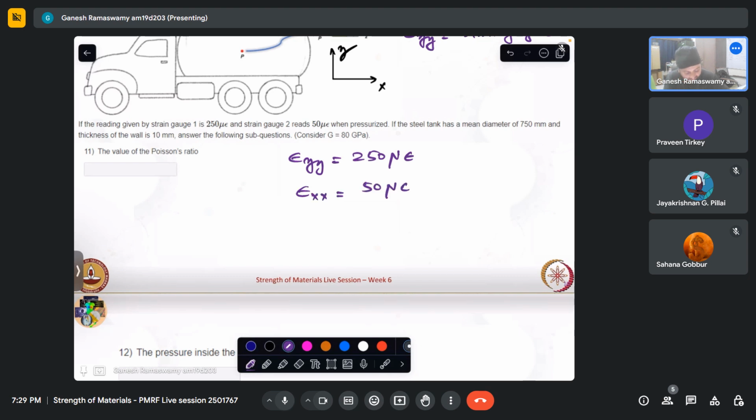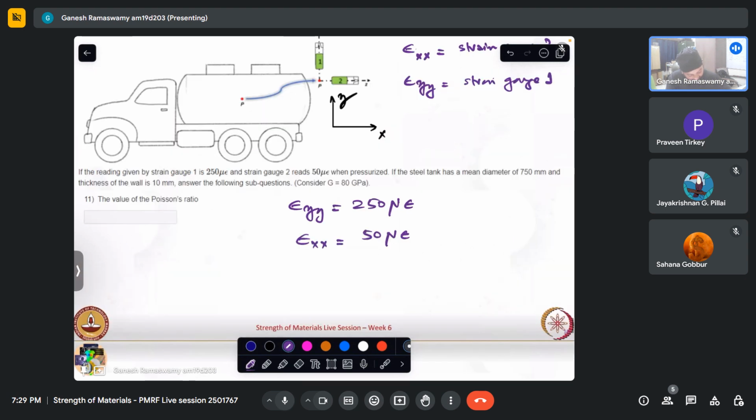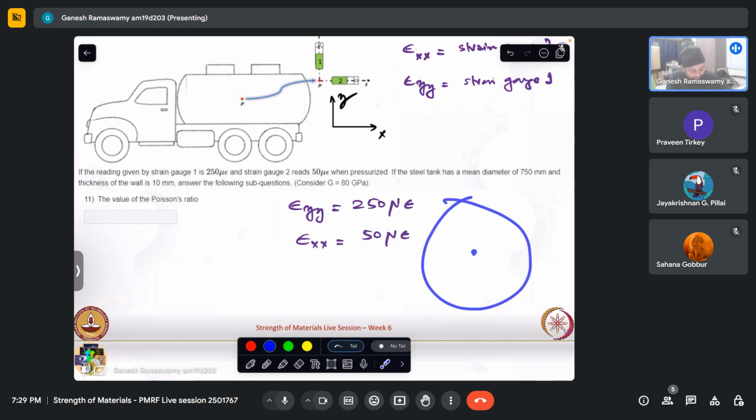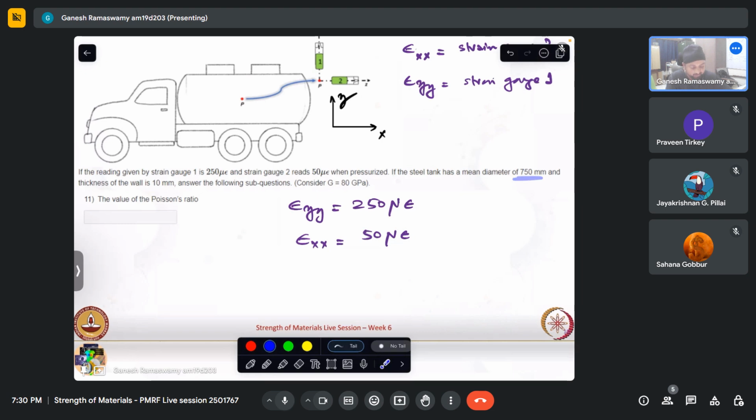When this pressure vessel is pressurized from inside, if I were to cut a cross section here in the steel tank, this will be a thin cylinder which has some thickness. That thickness is given to be 10 mm, and its mean diameter, taken along the center line of the thickness, comes out to be 750 mm. Answer the following sub questions considering G, the modulus of rigidity, to be 80 GPa.